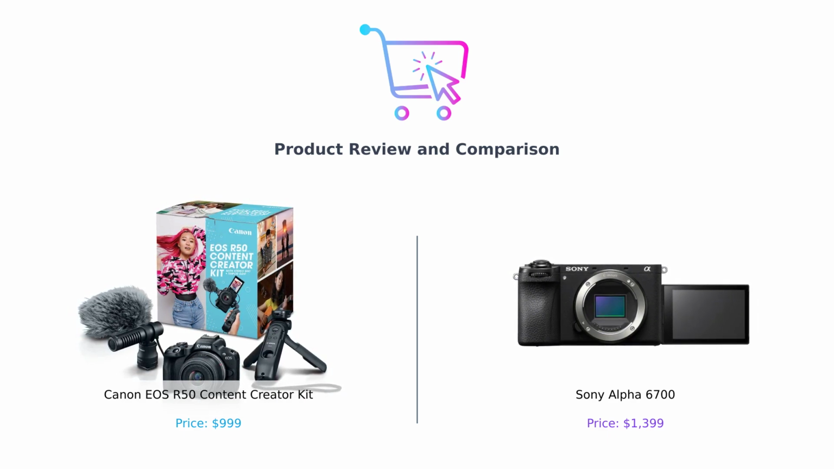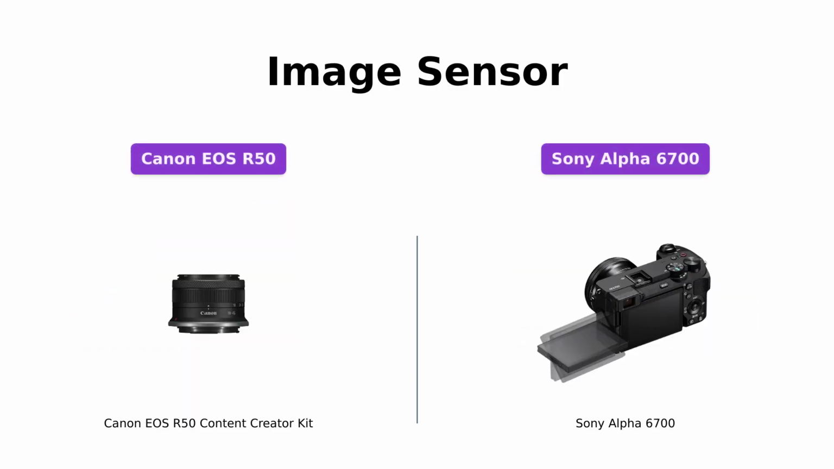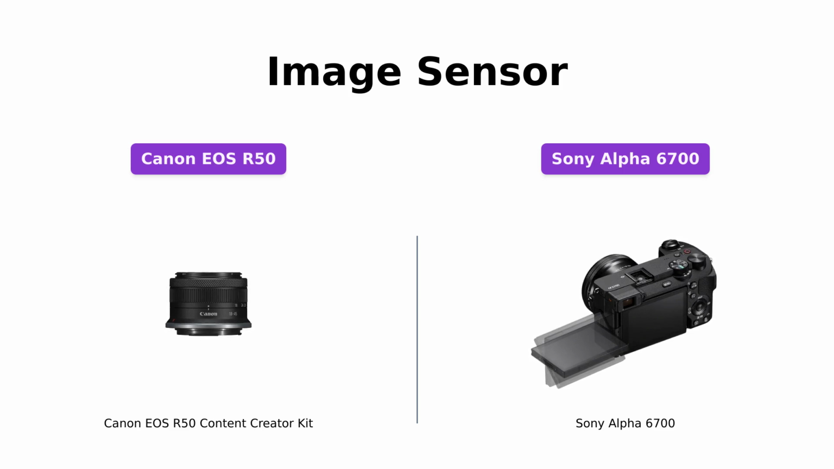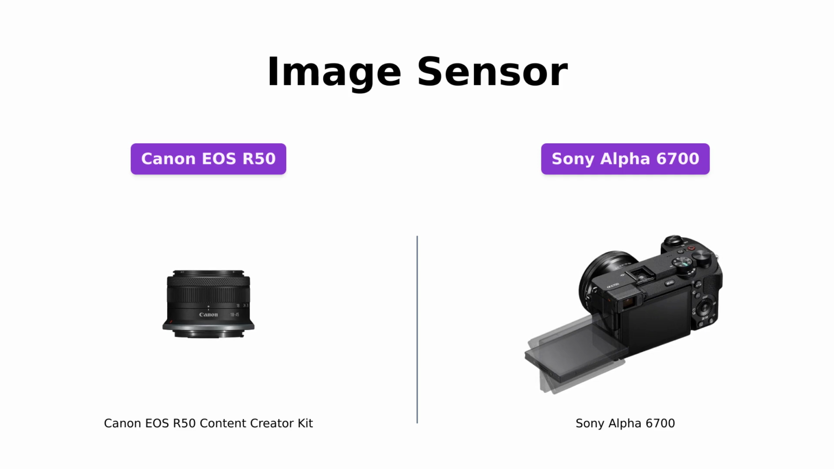Alright, let's get started. Both products come with advanced image sensors that ensure exceptional image quality. The Canon EOS R50 Content Creator Kit features a compact 24.2 megapixel APS-C CMOS sensor, while the Sony Alpha 6700 boasts a powerful 26.0 MP APS-C format Exmor-R back-illuminated CMOS sensor. Both sensors provide excellent low-light performance and deliver sharp and vibrant photos.